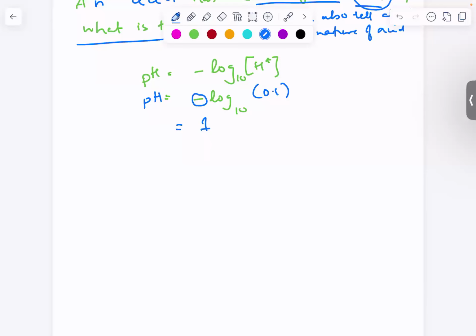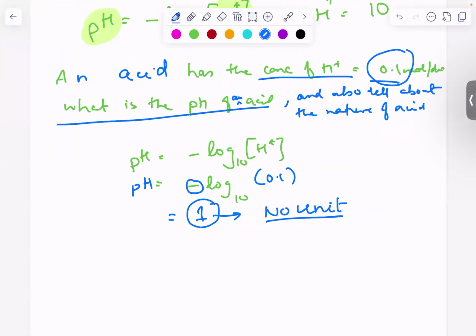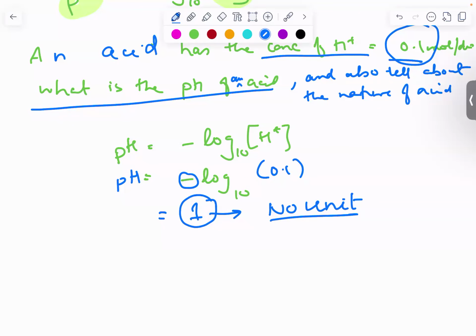Now, one thing more. Have you noticed that I'm not writing any unit with the pH? There is no unit for the pH. And do you remember, first you told me -1, then I said you need to take a minus log, and then you said okay, it's 1. So pH is always given as a positive number. It has no units, and pH is always positive. If you are getting a negative answer for pH or pOH, that means you forgot to put this minus.